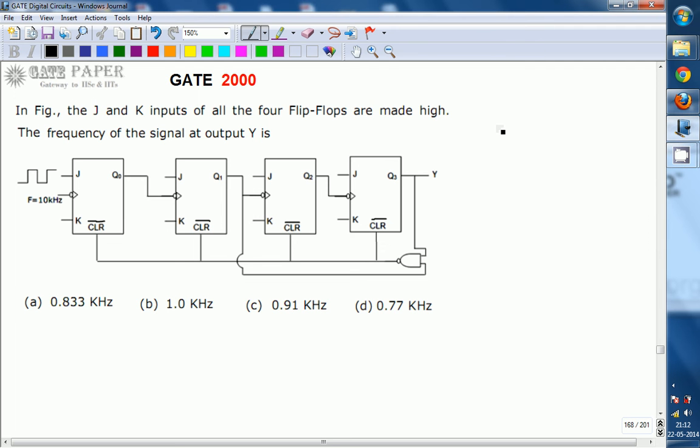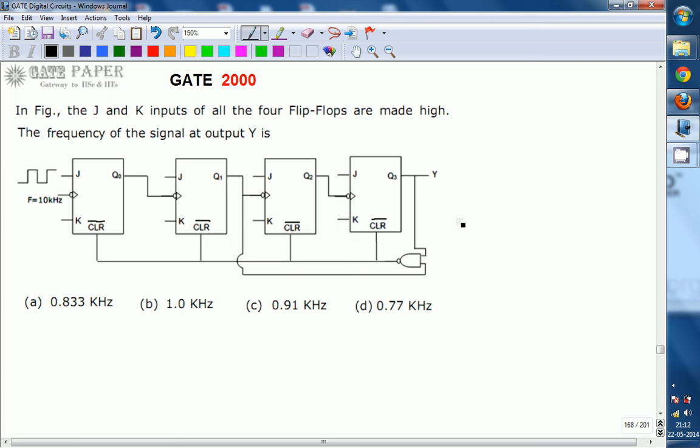Hello, we are discussing the GATE 2000 ECE paper, and this question is related to digital circuits. Look at the circuit diagram given. It consists of JK flip-flops, and the J and K inputs of all 4 flip-flops are made high. That is, J is equal to 1, K is equal to 1 always. The frequency of the signal at output Y is.